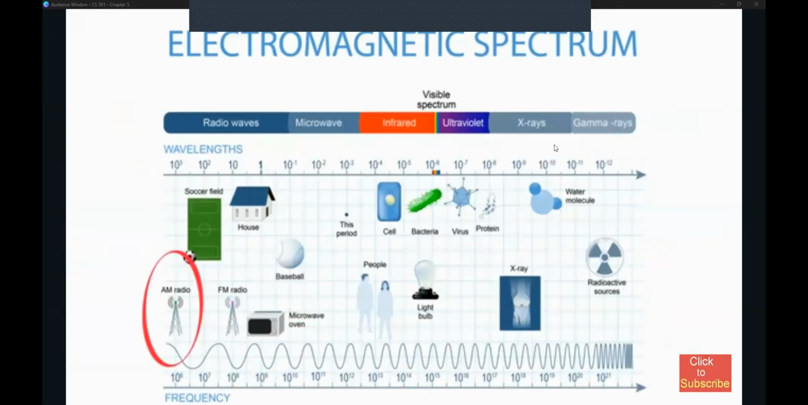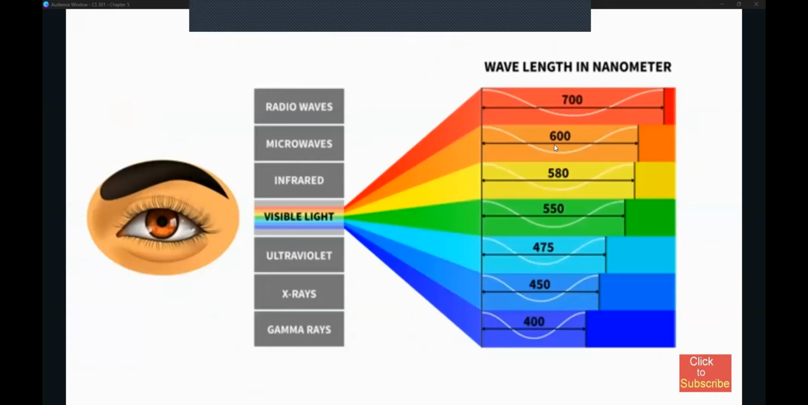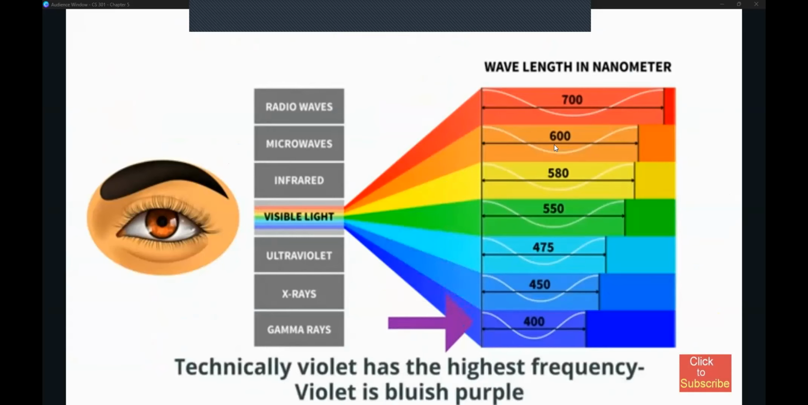Radio waves have a very low frequency, and they have a wavelength roughly the size of a soccer field. Moving to the right are microwaves, and they have wavelengths roughly the size of a baseball. In the middle is visible light, with a wavelength the size of bacteria. Visible light can be subdivided by color, with red having the lowest frequency and blue having the highest frequency.